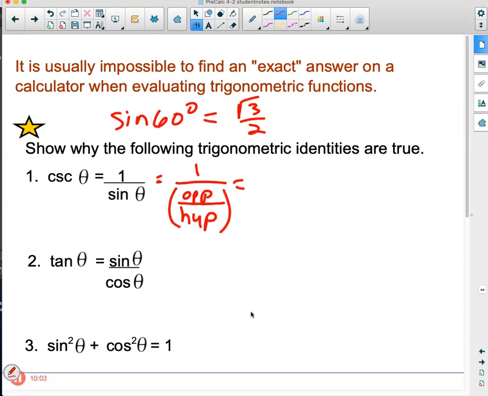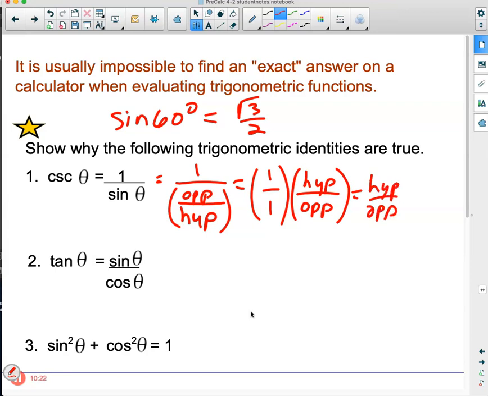And then you realize, well, we don't divide fractions, we multiply by the reciprocal. So I'm going to change that 1 into 1 over 1, because when you work with fractions, it's always easier to have everything fractions. And multiply that by hypotenuse over opposite. Which is, of course, hypotenuse over opposite, which is a secondary trig function, cosecant. So we just did a little algebraic proof here of why 1 over the sine of theta is truly cosecant.